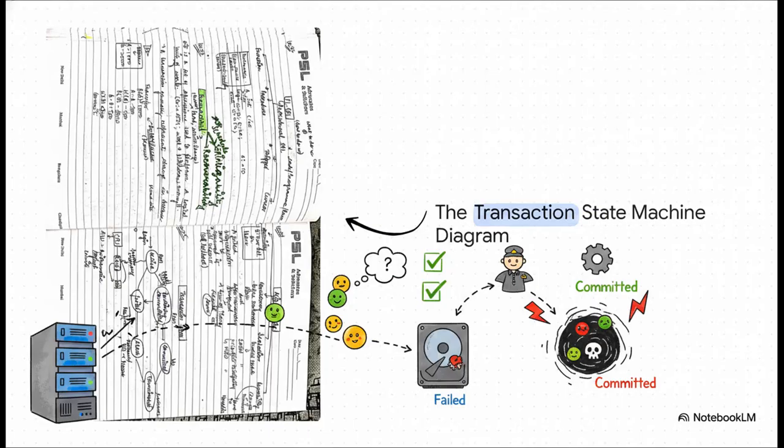Let's actually trace the journey of a transaction using this handwritten state machine diagram. A transaction starts as active in the computer's memory. From there, it goes to partially committed. Now, if everything is absolutely perfect, it moves safely to committed, and the data is locked in on the hard disk. But if a failure occurs at literally any point, it falls into the doomed failed state.